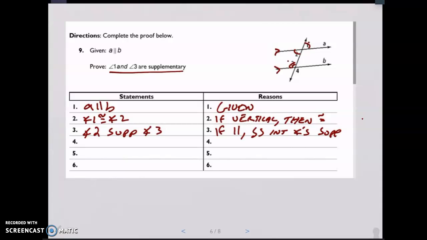2 and 1 are actually the same angle, so we can replace 2 with 1. So instead of saying 2 is sup to 3, we can replace 2 with 1 because 1 is congruent to 2. So we can say angle 1 is sup to angle 3, which is what we're trying to prove, right?